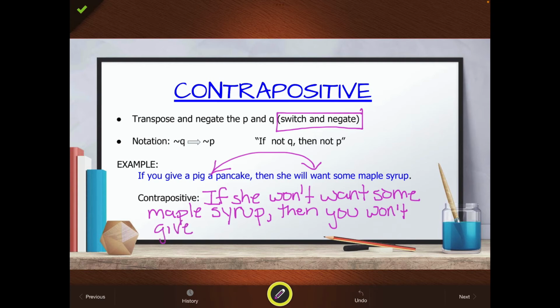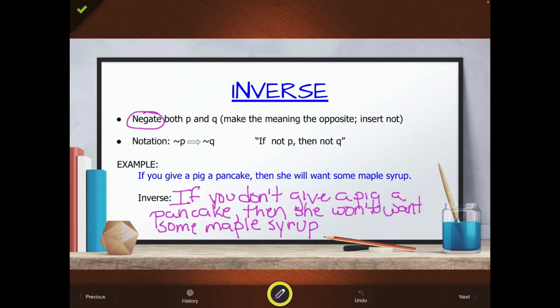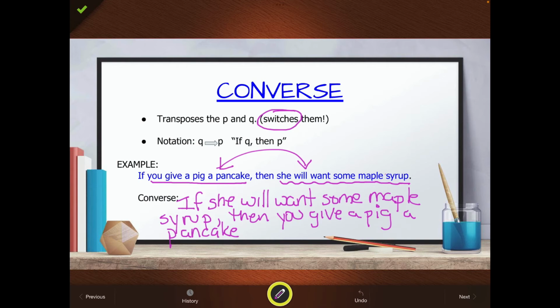Good. Then you won't give a pig a pancake. So again, contrapositive, the longest word, you have to do the most for it. You need to switch and negate. So those are our three sentences that we are going to be working with.